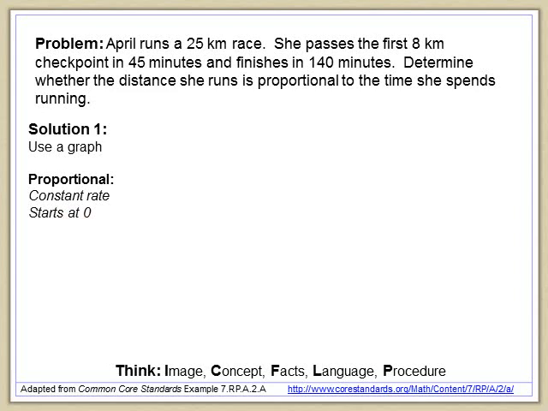And I mentioned that in the case of a graph, the constant rate means we're looking for a straight line or a constant slope. The rate is the slope, the steepness of the line. So we're looking for that to be constant. And the starts at zero means the line needs to pass through the origin. So let's graph these two relationships that we know and see what we find.